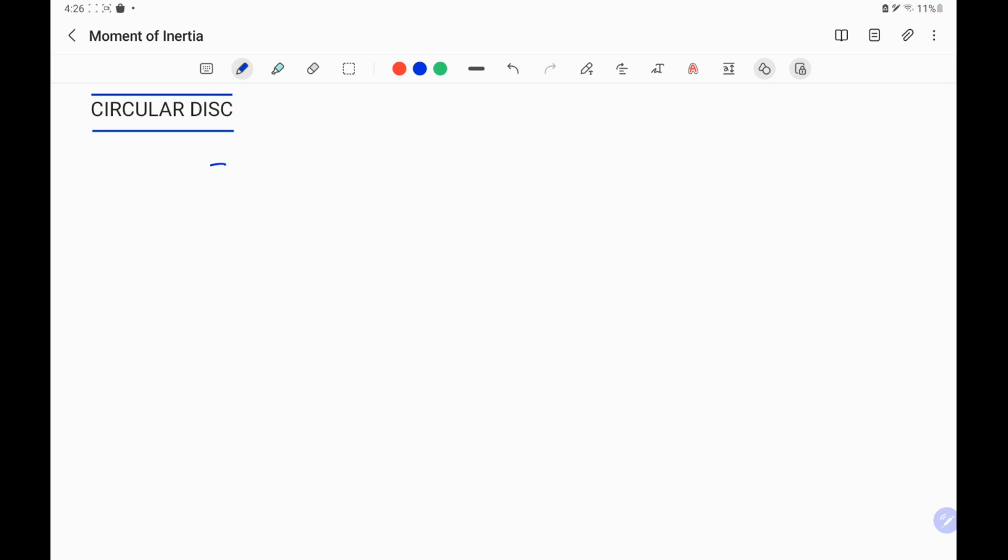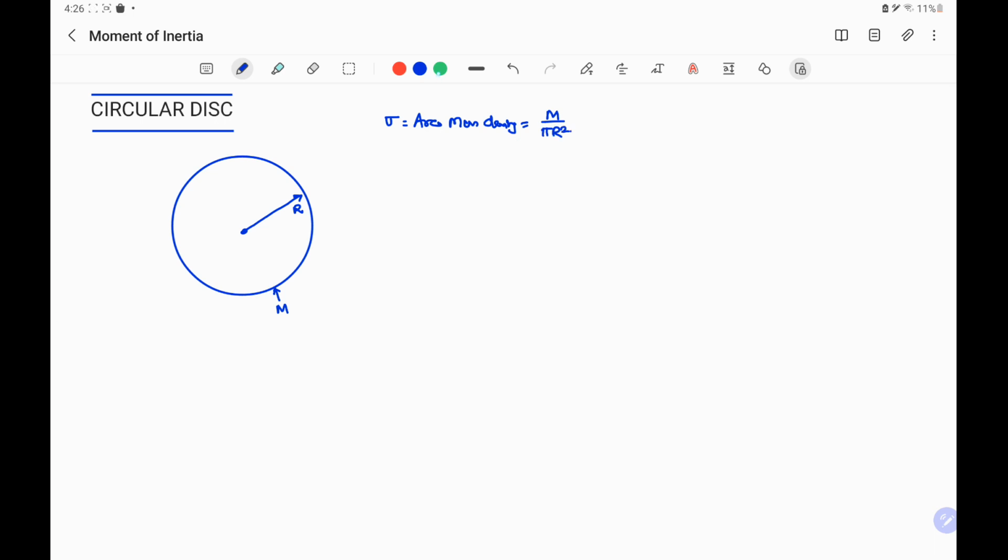So first we draw the disk, and suppose it has mass m and radius r. The mass is distributed all over its area. Therefore, we define a term sigma. This is the area mass density, and the total mass is m, and the area of the circular surface will be pi r square.